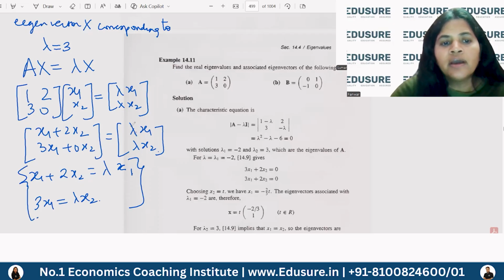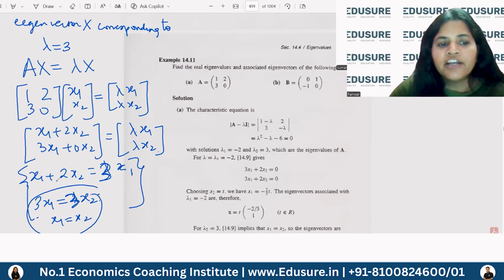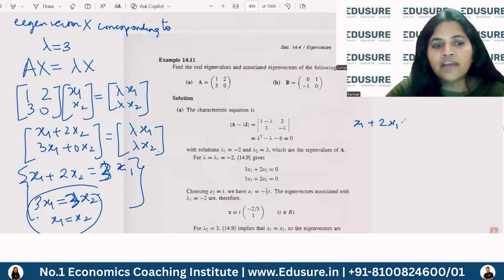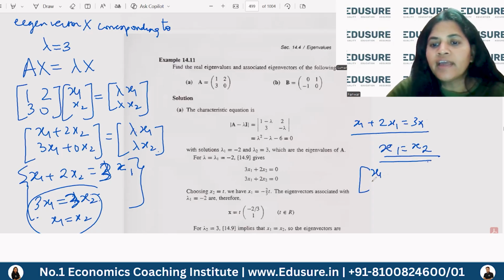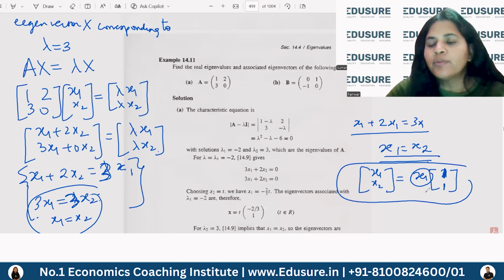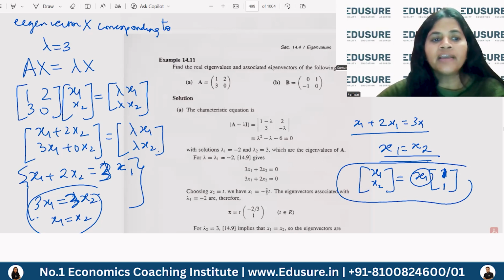Now what is my lambda over here? My lambda is 3. So let me put lambda equal to 3. I am getting x1 equals x2 from the second equation. Let me put it in the first equation. I am getting x1 plus 2x1 is equal to 3x1. So the only condition I am getting is x1 is equal to x2. So what is my vector? My vector is x1, x2, and I can take x1 outside and I have 1, 1. So this is the eigenvector. I can take x1 to be anything: 1, 2, 3. So my eigenvector can be 1, 1, or 2, 2, and so on.